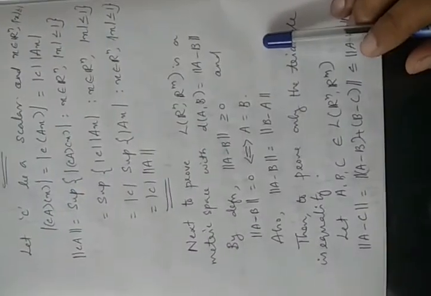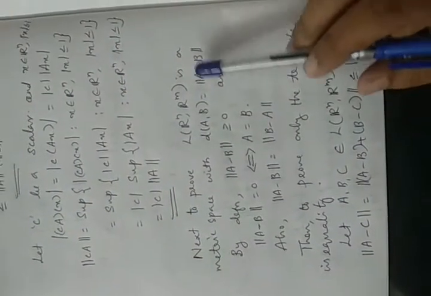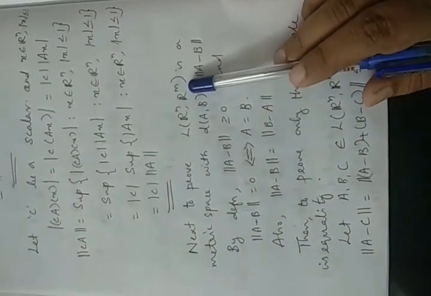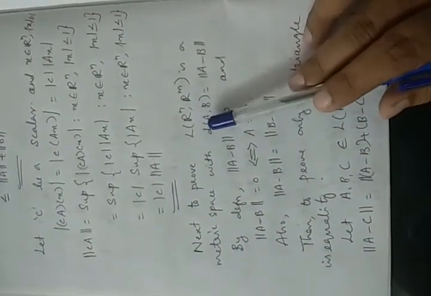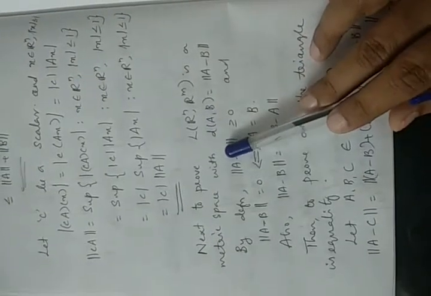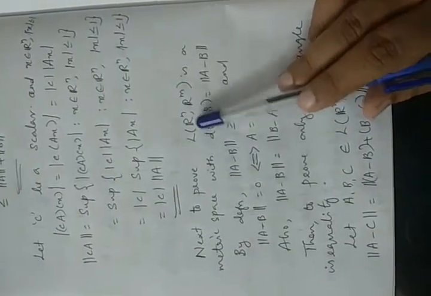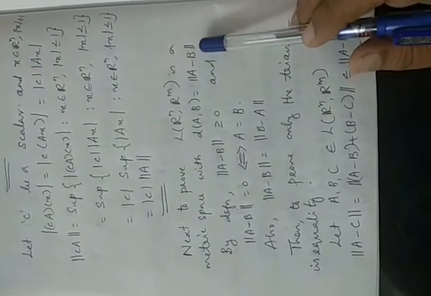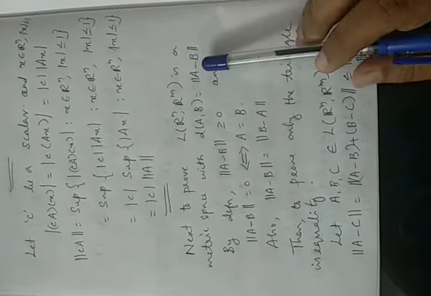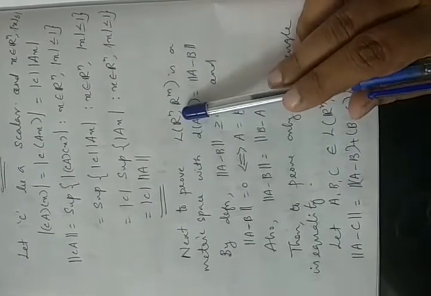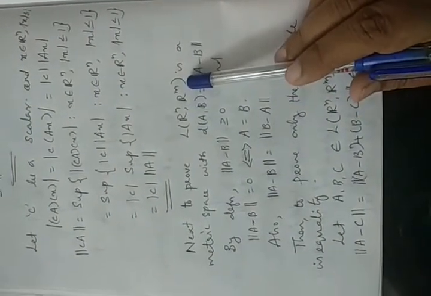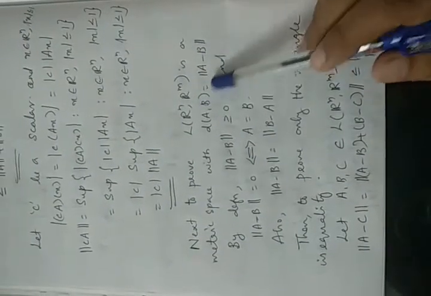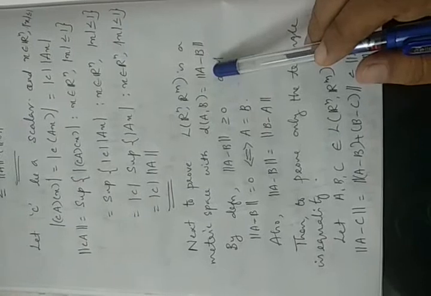Next, we have to prove that the vector space L of R power n, R power m is a metric space, with the distance between two elements A and B in this space defined by norm of A minus B. So, in order to prove that this L of R power n, R power m is a metric space, we have to prove this distance function satisfies all the properties of a metric.